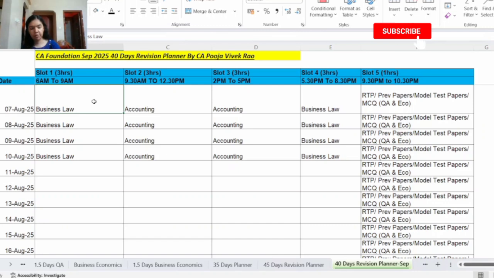So for revision purpose, you can either use the notes. If you have prepared any notes by yourself, you can use that. Or if you do not have any notes prepared, you can use the Saransh as well. This is also available in the BOS knowledge portal.